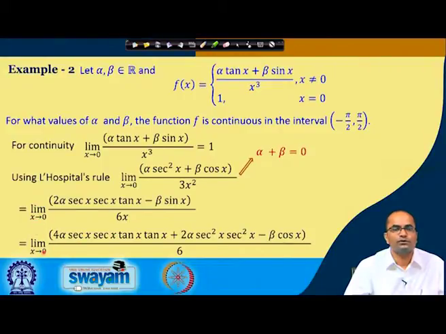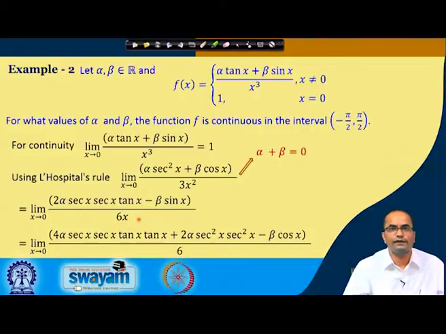So, here the limit x goes to 0. We have sec square x and tan x, and the derivative of sec square x will give 2 times sec x tan x. So it becomes 4 alpha sec x tan x, and the tan x remains as it is, plus 2 alpha sec square x, and then tan x will become again the derivative sec square x, minus beta sin x will become cos x, and divided by 6 here, because this was 6x and the derivative is 6.